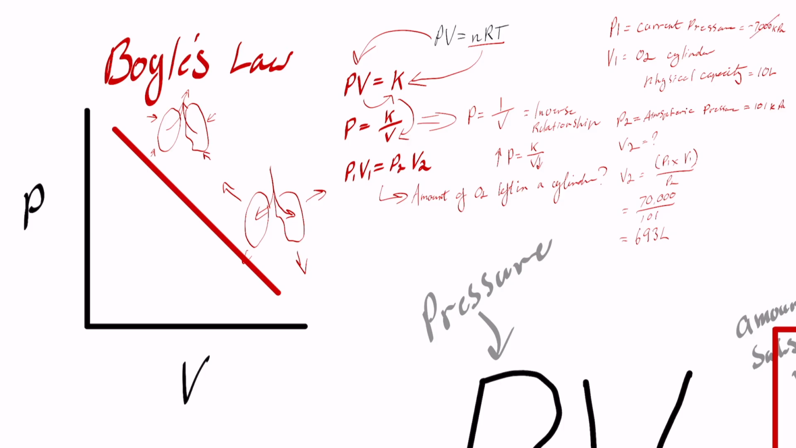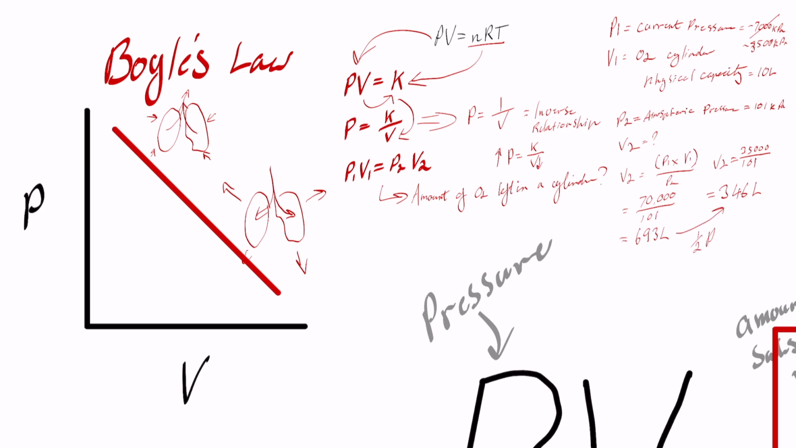Now, if we were to halve that pressure, say we've used half the tank, so we've halved the pressure that's left in the tank, so it's 3,500 kilopascals, and then we times it by our volume of the tank, which is 10 liters, making it 35,000 for the top part, divided by our atmospheric pressure, which is 101 kilopascals, meaning that as expected, it will be half of 693 liters, which is 346 liters, because we've halved the pressure.